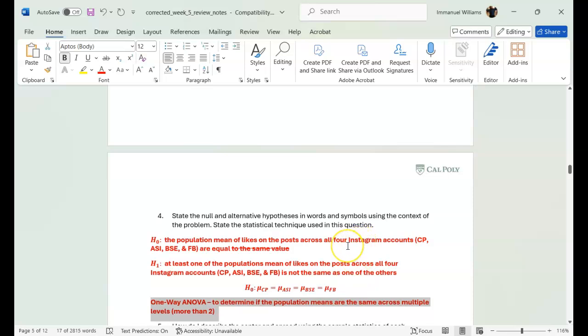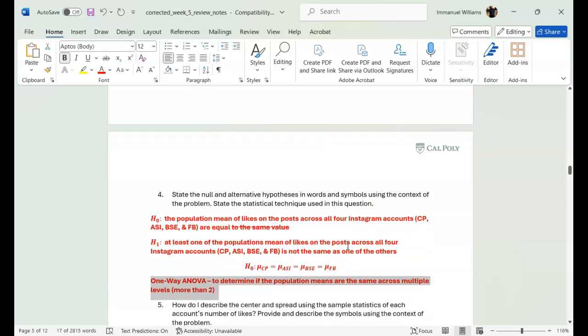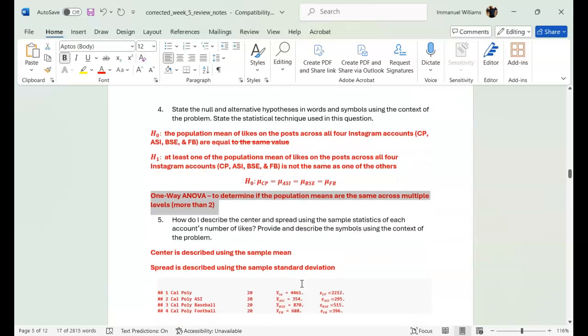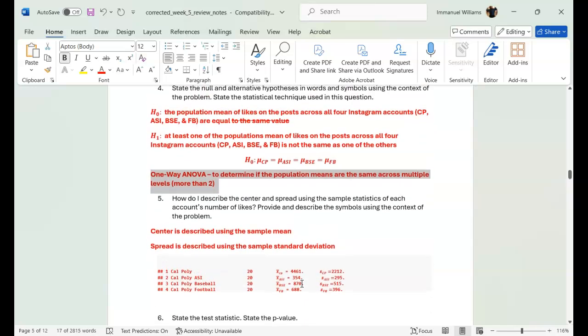So when it comes to how do I describe the center and spread using the sample statistics of each account's number of likes, center is the mean or median, and spread is the amount of variability, like the actual height of each of those violin plots. So here we go. Spread numerically, the mean is the center, and then the spread is the standard deviation. My apologies for that. And then from there, here are the actual values, the actual statistics. There's a reason why I do this. I mention this because you're going to see this in a little bit.